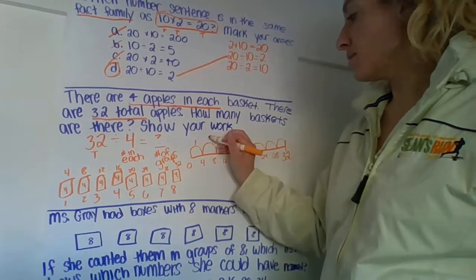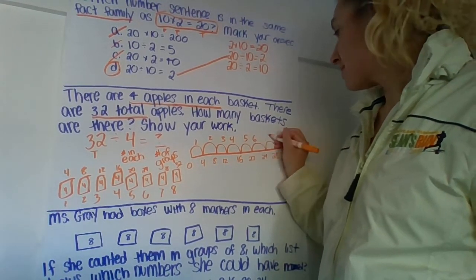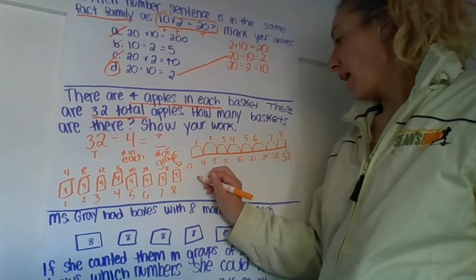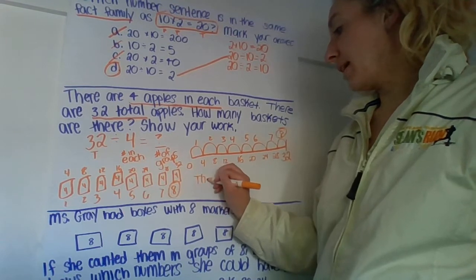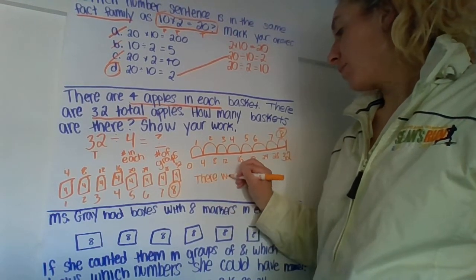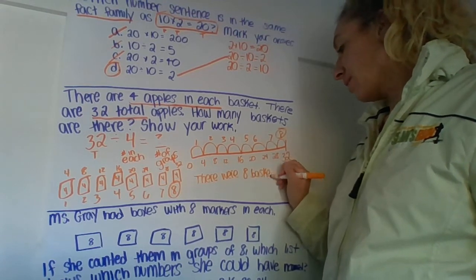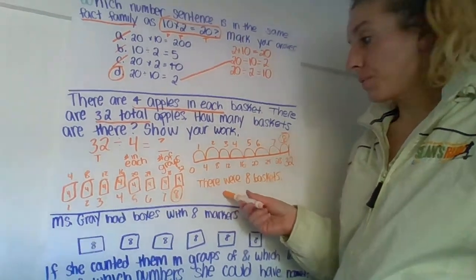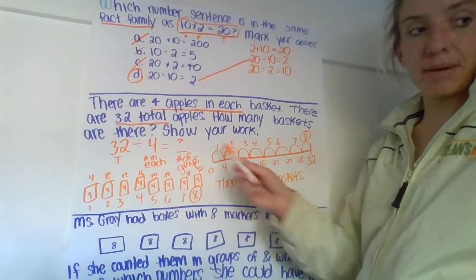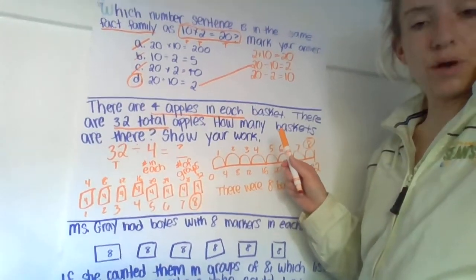And I could count those humps. 1, 2, 3, 4, 5, 6, 7, 8. And then I'm going to write a sentence to complete. There were 8 baskets. Now, that was an example of a division problem where I knew the number in each basket, but I had to solve to figure out the number of baskets there were altogether.